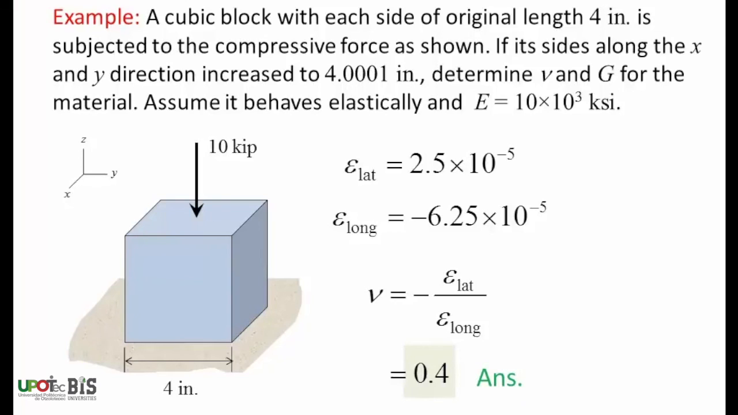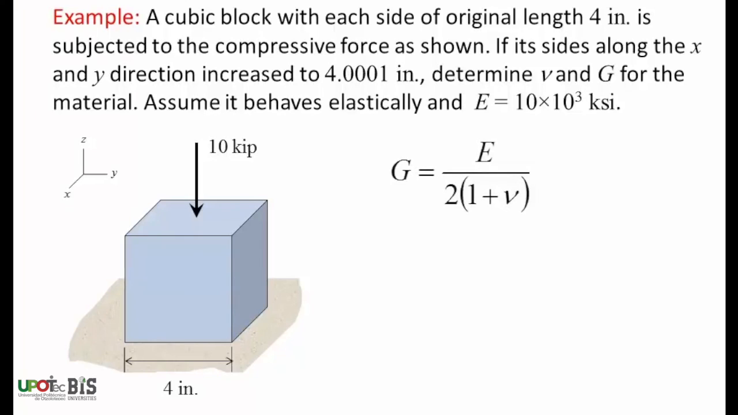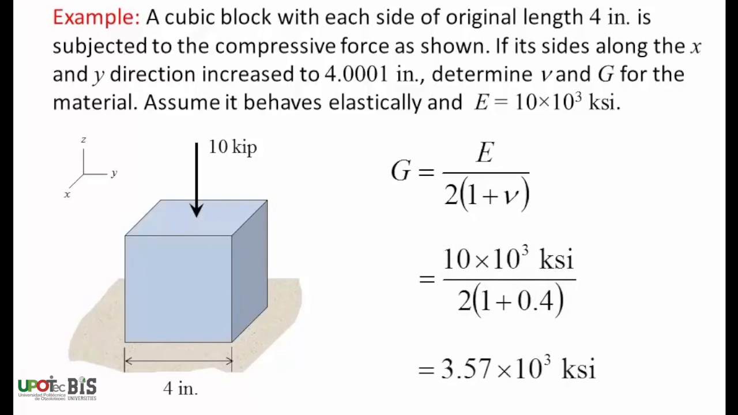Now, to determine G, the modulus of rigidity for this material, don't forget that modulus of rigidity, Young's modulus and Poisson's ratio are related through this equation. Therefore, substituting in Young's modulus and Poisson's ratio, we can calculate that G, the modulus of rigidity, equals 3.57 times 10 to the third power KSI. It has the same unit as stress, just like Young's modulus. And that's the answer.